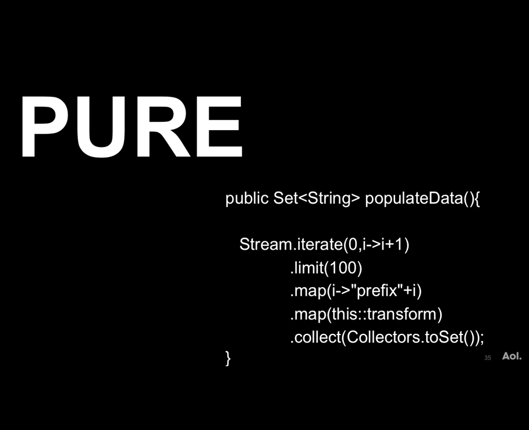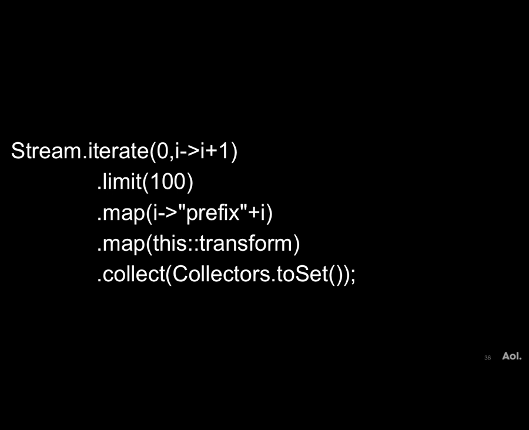Conversely, we could rewrite populated data as a pure function, and internally within it we could leverage pure functions or lambda expressions using the stream API to do exactly the same thing. Key point here is that no state outside of the method is changed at all when the method's called. So we could write our unit tests for this method. We could write a pretty exhaustive test, and it's pretty straightforward because there's no external state.